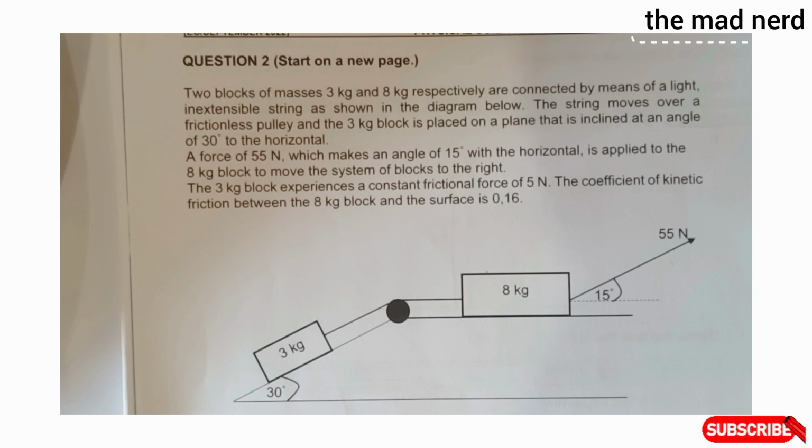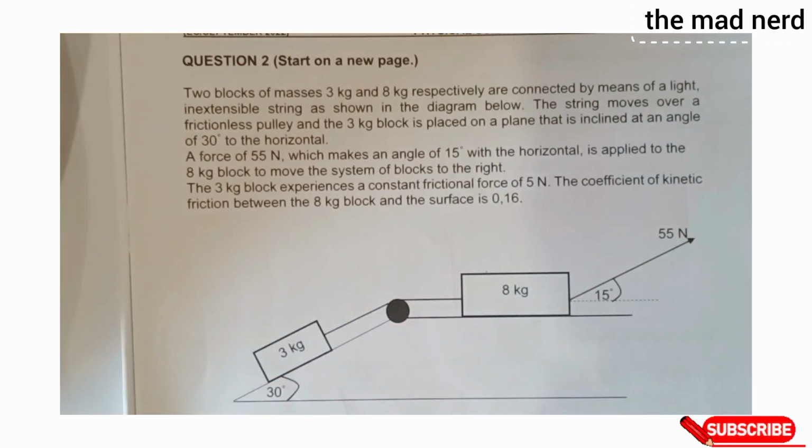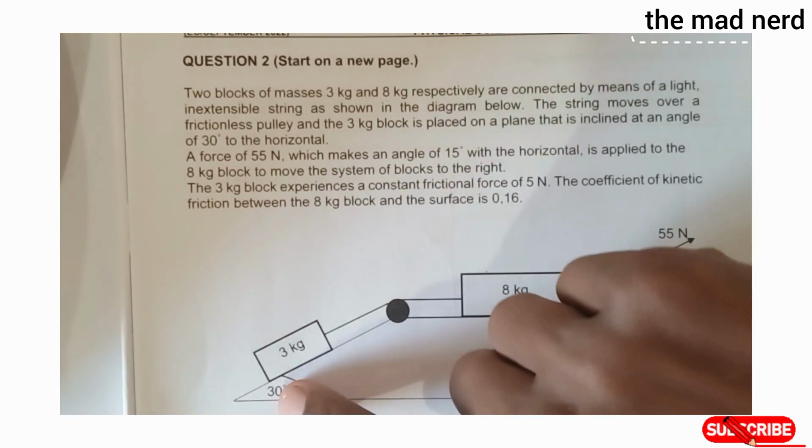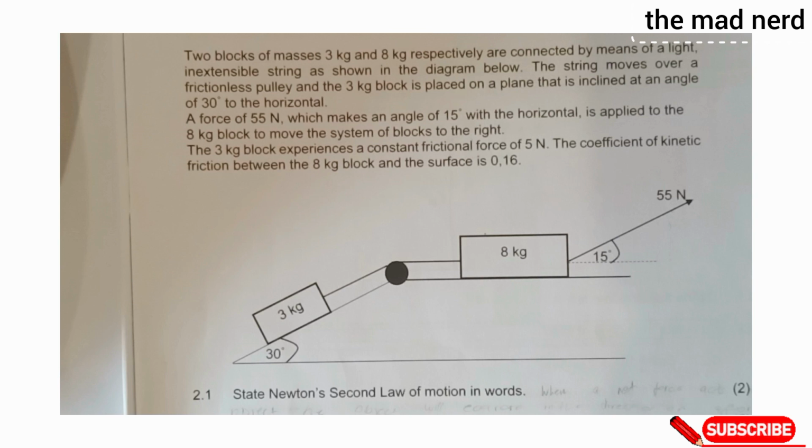So the statement that they gave us is that two blocks of masses, 3 kg and 8 kg respectively, are connected by means of a light inextensible string as shown in the diagram below. The string moves over a frictionless pulley and the 3 kg block is placed on a plane that is inclined. As you can see over here, it's an inclined plane at an angle of 30 degrees. Here is the 30 degrees to the horizontal.